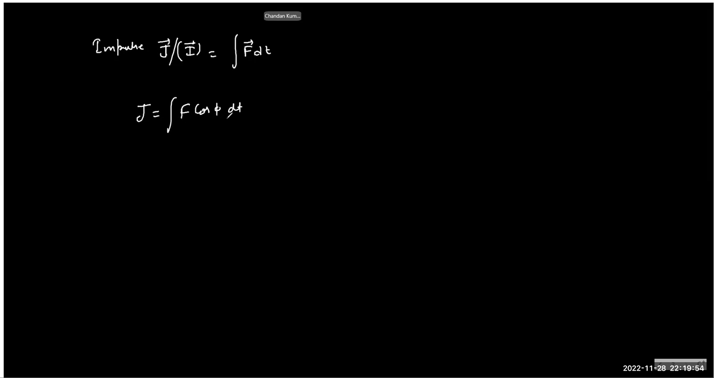But this is impossible to integrate. Why? Because there are so many variables. How many variables do you see here? I, R and theta. There are three variables. So for the first time in history, you are trying to solve a question of three variables. Is it possible? Not yet. No, it's not possible.